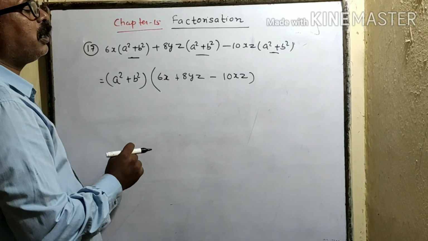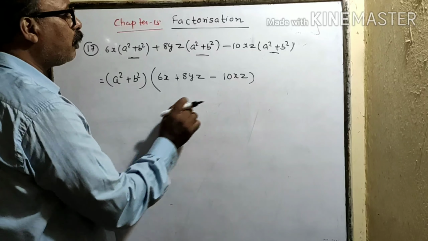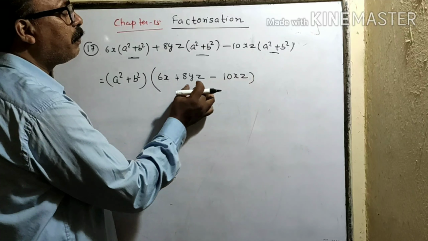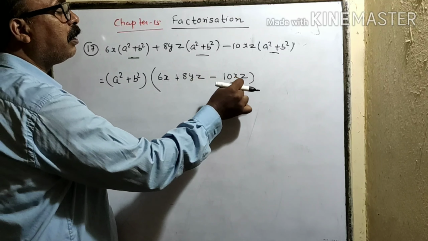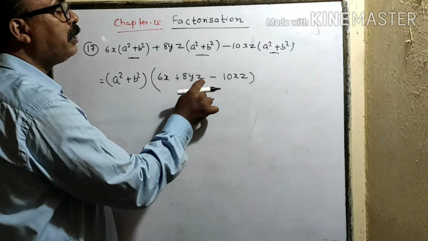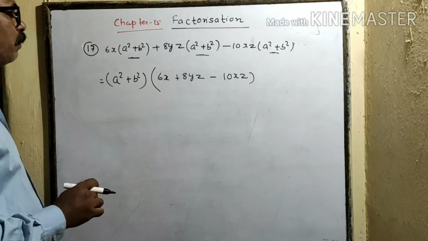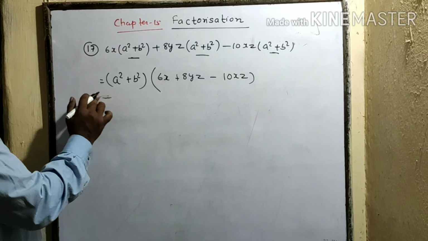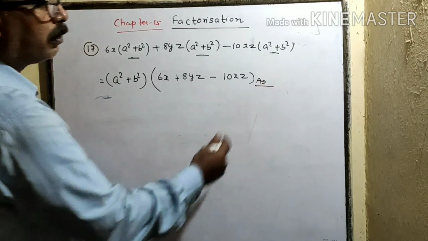Now try to search for anything common among these. What will you find? x is here, but x is absent here. Y is here, but y is absent. Z is here, z is here. So further factorization is not possible. So this will be your answer.